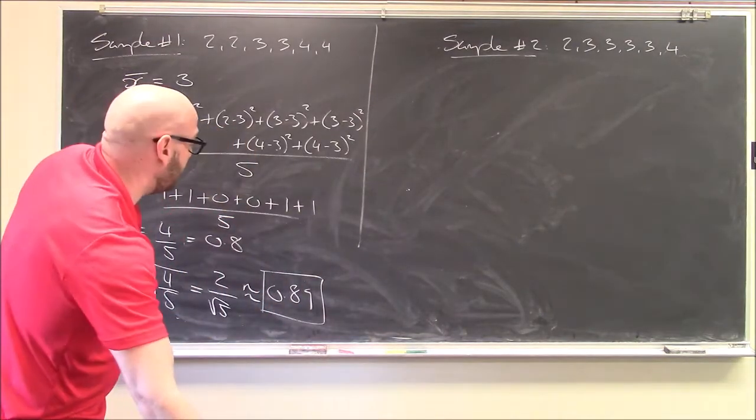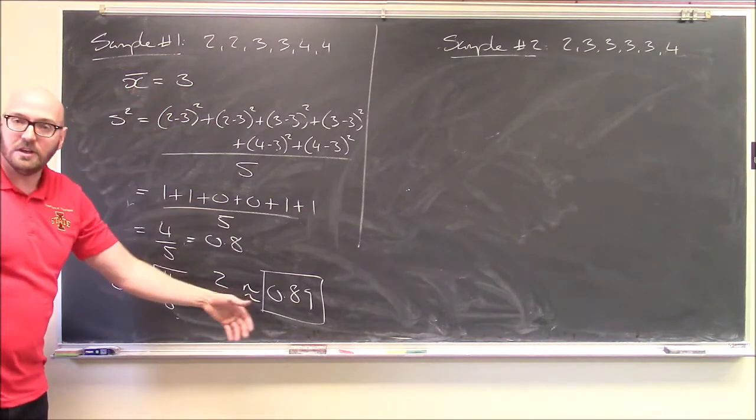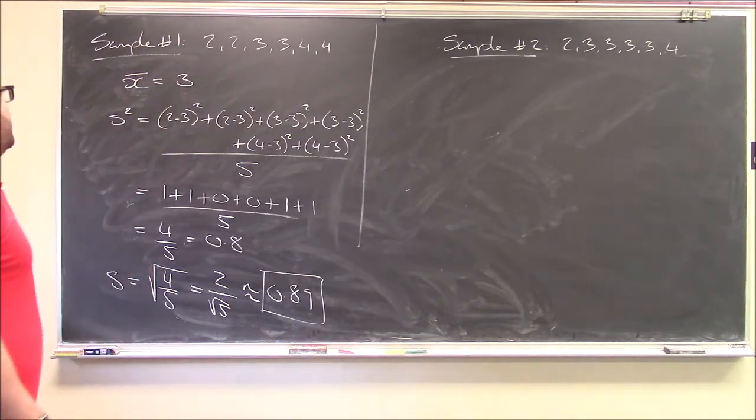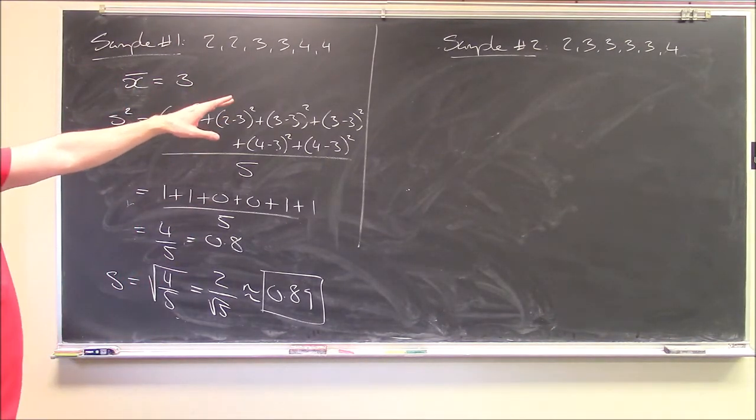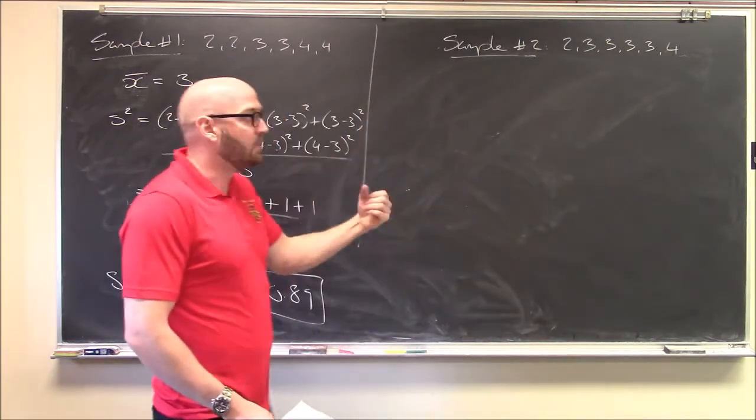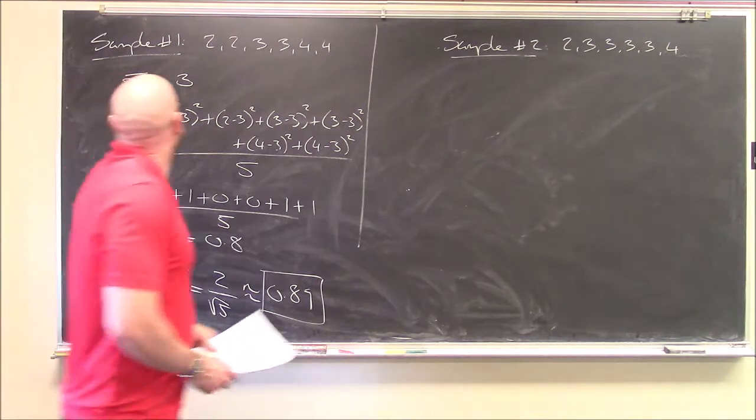And you'll see problems like this for homework that just give you some data. They say, what's the mean? What's the standard deviation? Here's the way to compute it. Let's do sample number 2. We agreed that this sample sort of was more bell-shaped. The data was more centrally clumped. So we're going to expect to find a smaller standard deviation here.